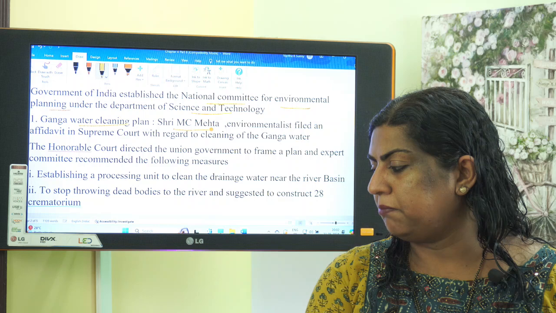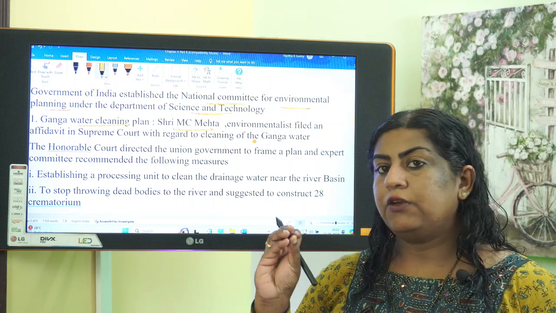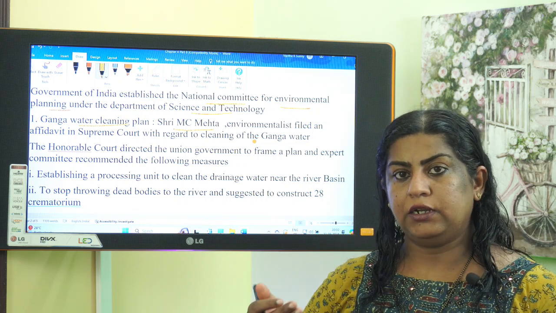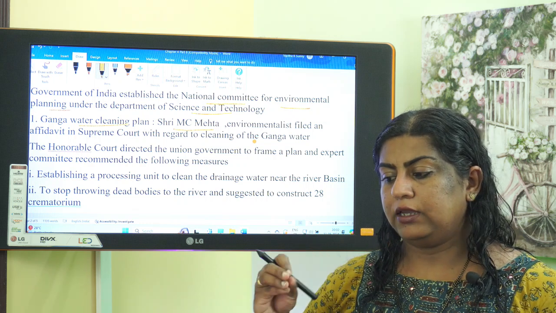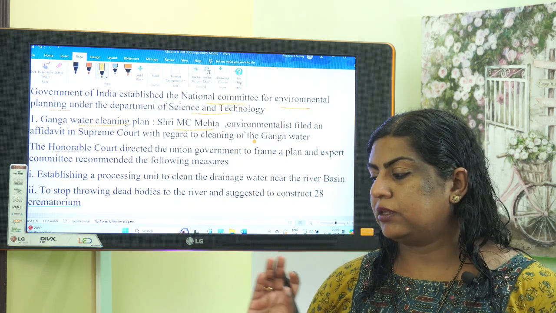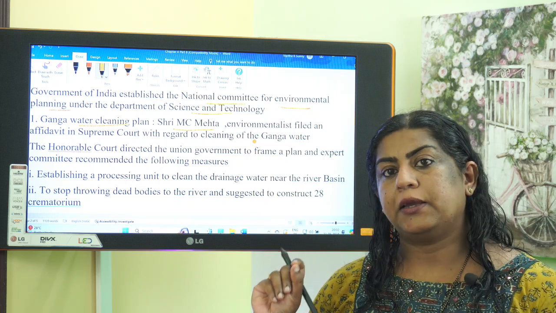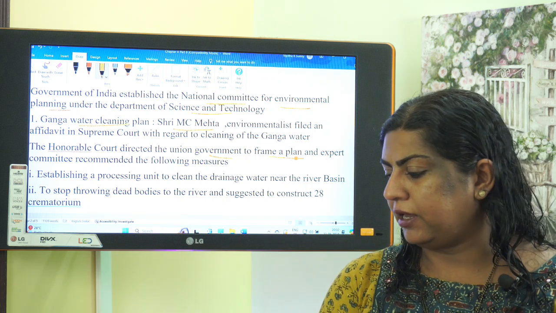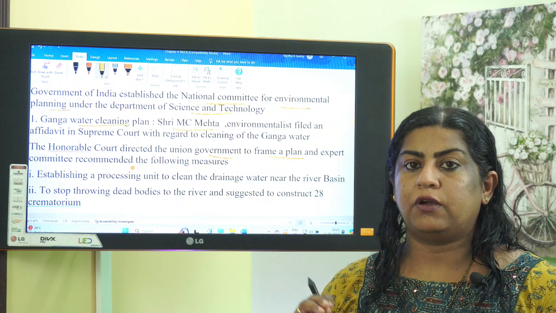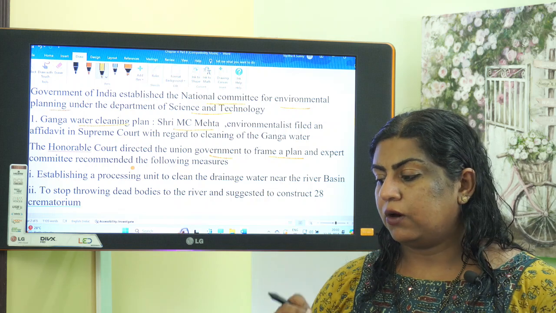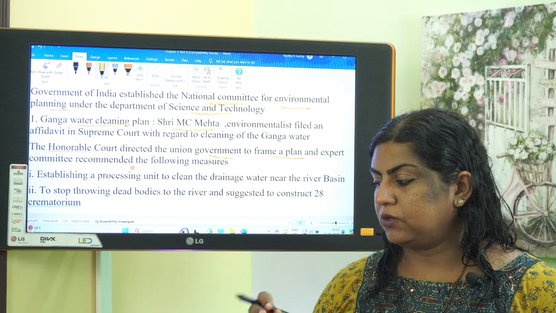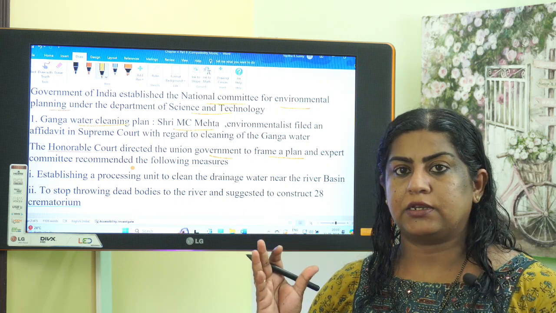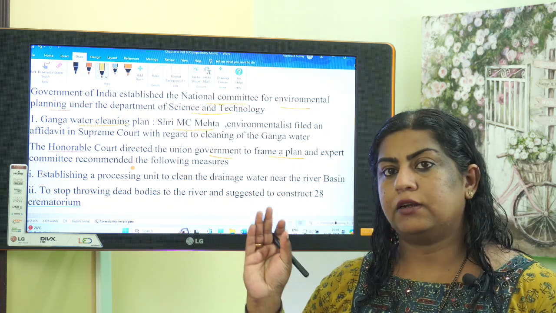See, Sri M.C. Mehta, he was an environmentalist. He filed an affidavit in the Supreme Court with regard to cleaning of Ganga water. So, he took the cause of cleaning Ganga water. The Honorable Court directed the Union Government to frame a plan and an expert committee recommended the following measures. So, regarding this, the Honorable Court directed the Union Government to make a plan on how to clean the Ganga water. So, one expert committee was appointed, a group of people was there and they recommended the following measures.